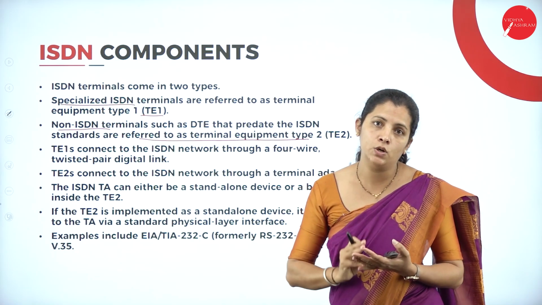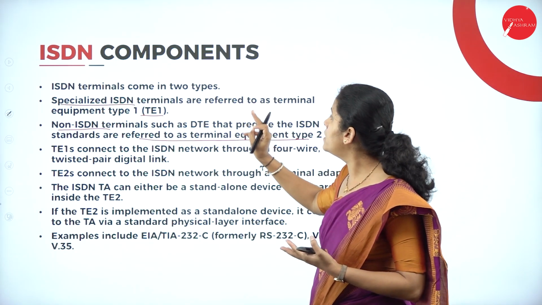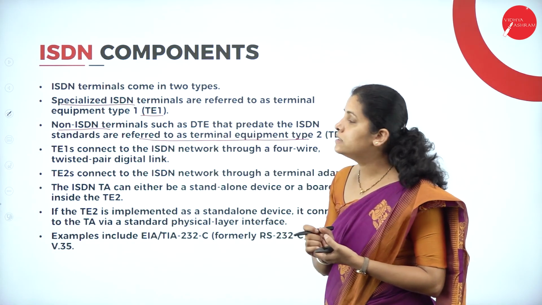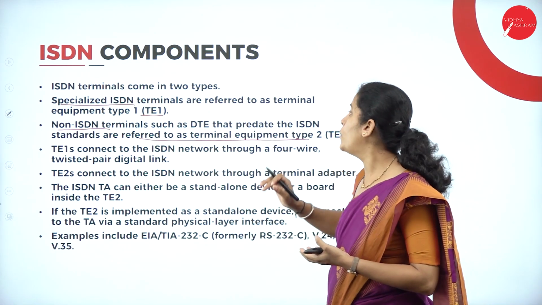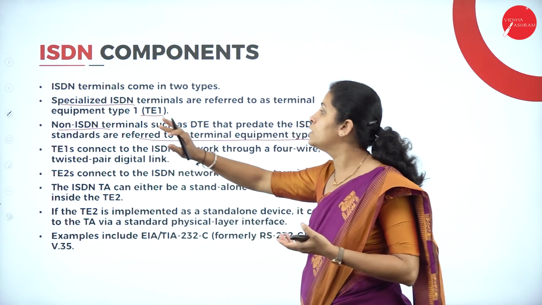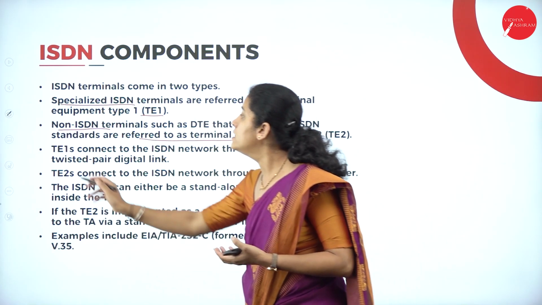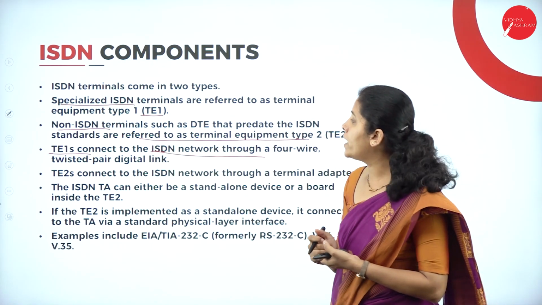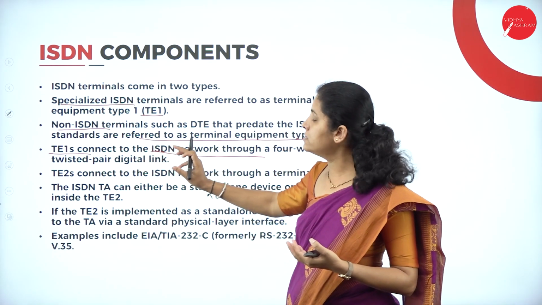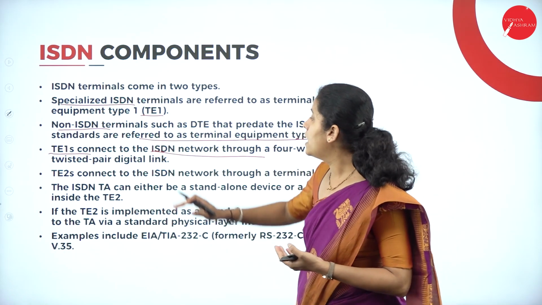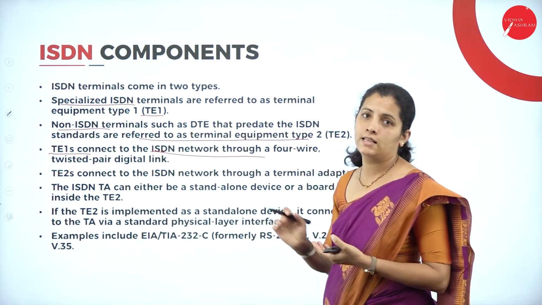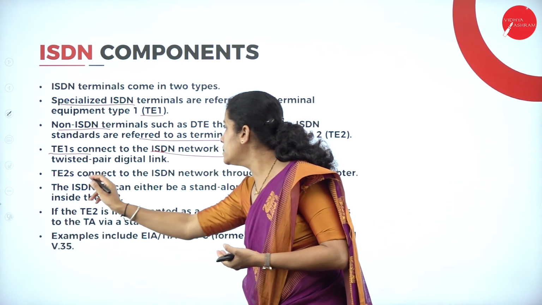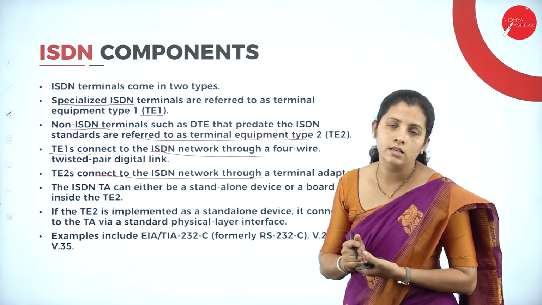So here the TE includes two types of terminals. The first one is TE1 and the second is TE2. The TE1 is a specialized ISDN terminal, whereas the TE2 includes non-ISDN terminals. So here the TE1 is used to connect to the ISDN network through a 4-wire twisted pair digital link. That means the TE1 connects to the ISDN network by using 4 lines of twisted pair digital link, whereas TE2 connects to the ISDN network through a terminal adapter.